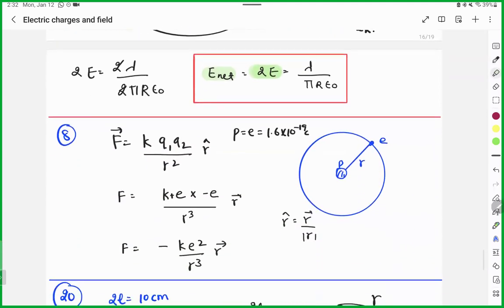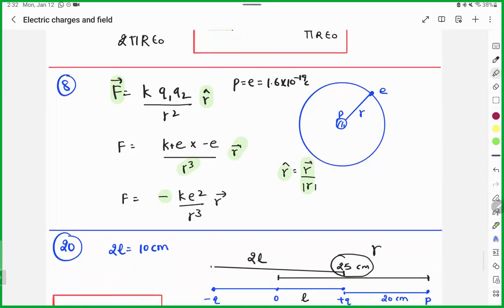Yes, sir. This question we already did. If the force depends upon the unit vector, and you convert to the unit vector, you know it is the R vector by magnitude. And because the electron has negative charge, that's why.